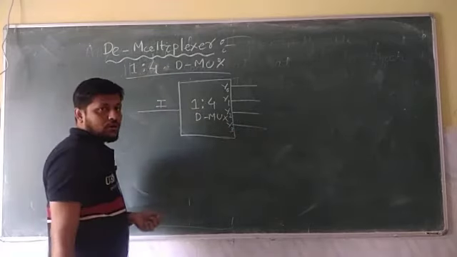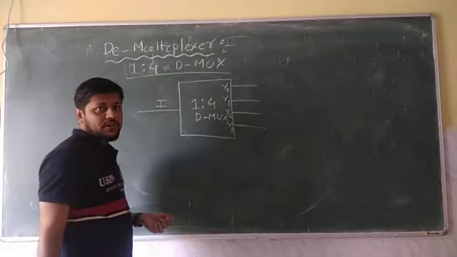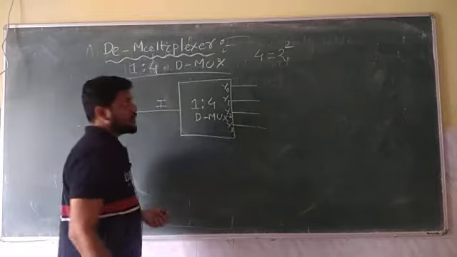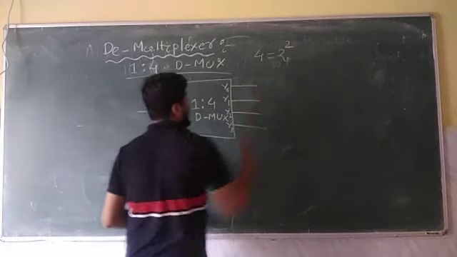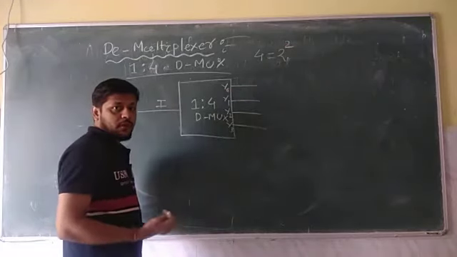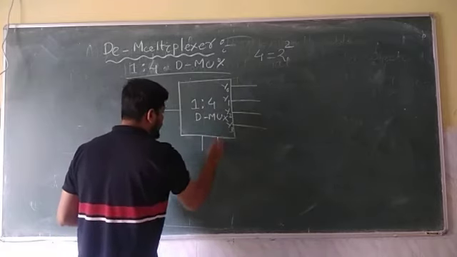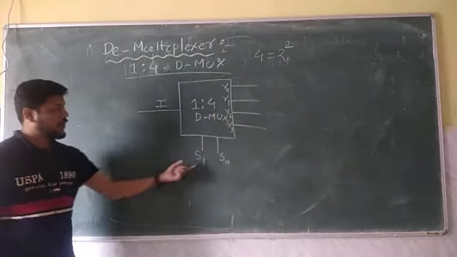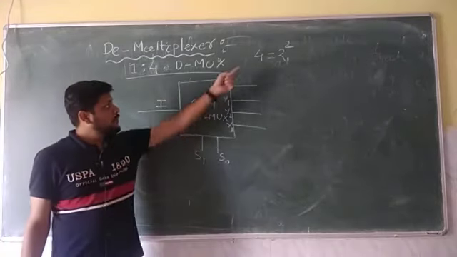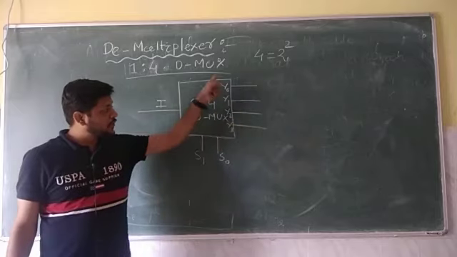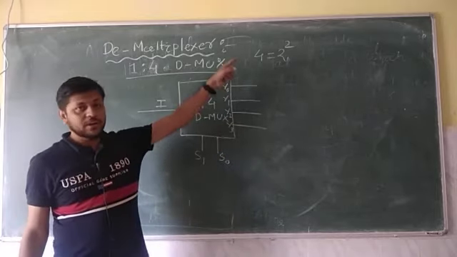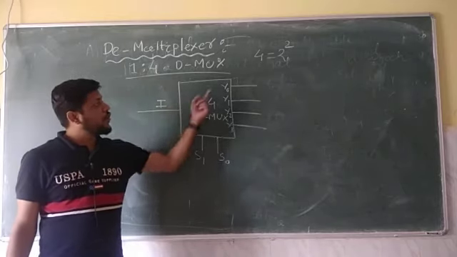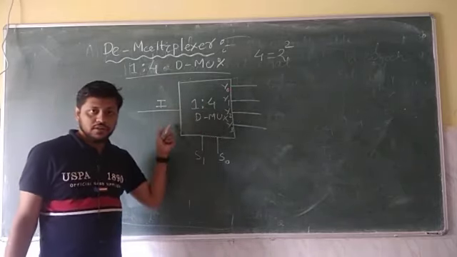Since we have 4 output lines, 4 can be represented as 2 square. 4 is nothing but 2 square. Hence this power is your number of selection lines. So the number of selection lines is 2, that is S1 and S0. How am I getting this 2? Because this has 4 output lines, 4 can be represented as 2 square, and we have a minimum of 2 input lines required to select all the outputs which are going to be connected with this single input.